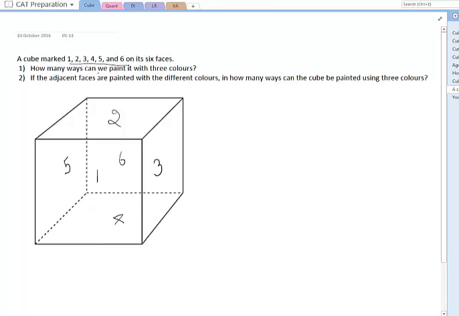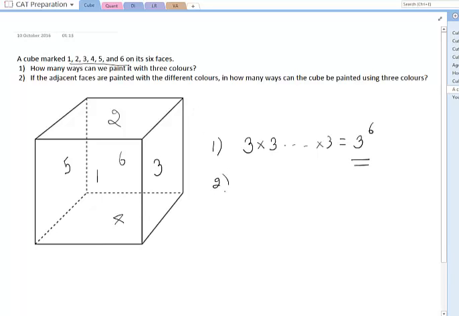The first part is how many ways can we paint it with 3 colors? So there are 6 faces. Each face will be painted with 1 color. How many ways can we paint it with 3 colors? We can choose the first face and paint it in 3 ways. And then we can choose the second face and paint it in 3 ways, and so on. So the number of ways you can do this is 3 to the power 6. So this will be the answer for the first part.